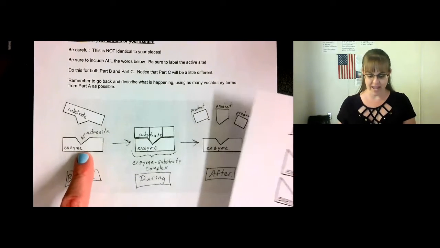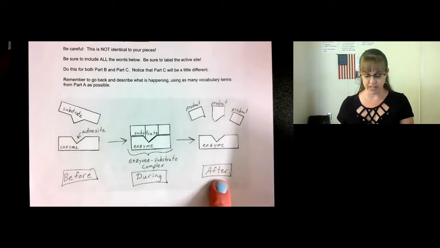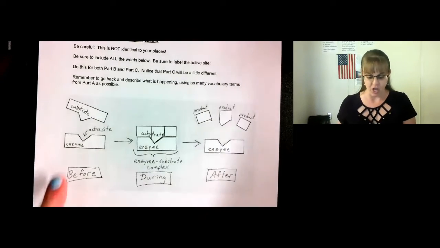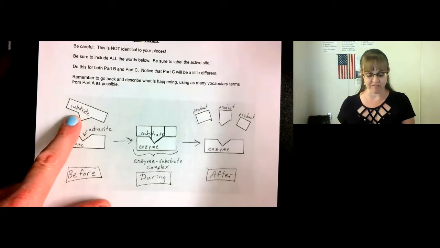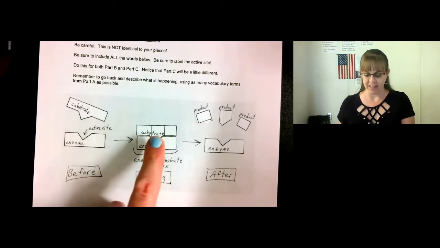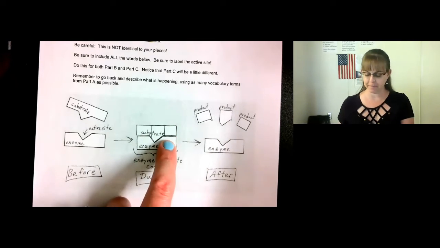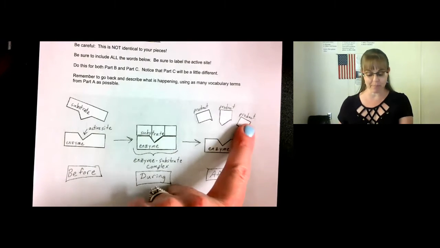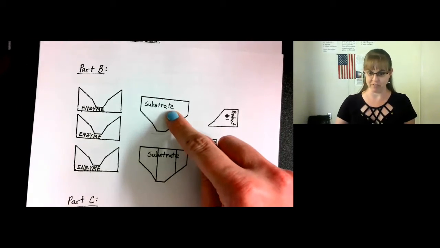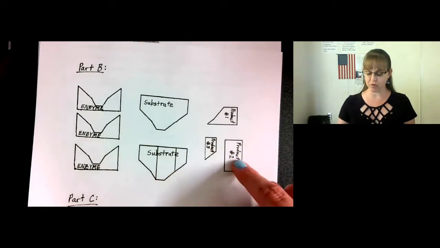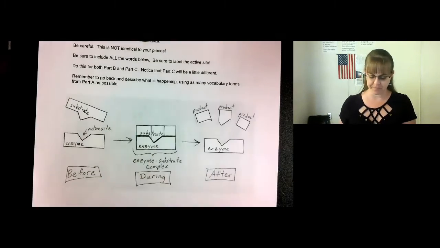So you'll want to have your enzyme before, during, and after the reaction. So here's 3 copies of your enzyme. You'll want to have the substrate before it reacts, the substrate locked into the enzyme beginning to break apart, and your product separated after you're done with the reaction. So there's your substrate before, your substrate as it begins to break apart, and your products when you're finished.